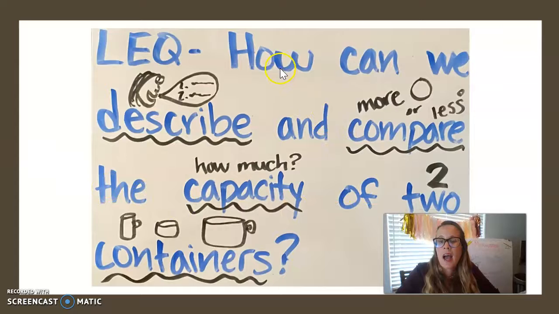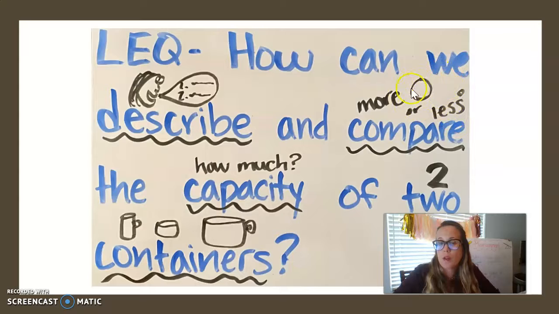It says, how can we describe and compare the capacity of two containers? So I'm going to read it again, and then we'll talk about what each of the words mean. Ready? How can we describe and compare the capacity of two containers? So remember, when we describe something, that's using our words to talk about it. And then when we compare for capacity, our words are going to be more or less.